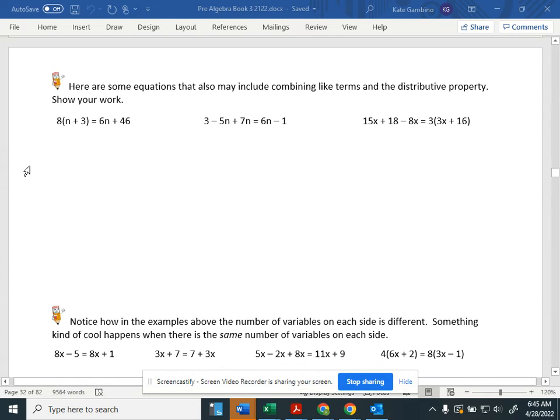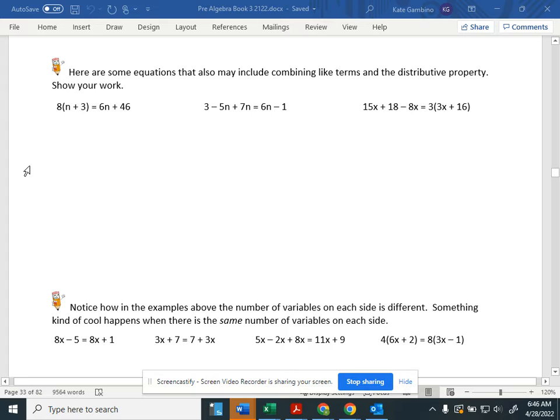All right, so here are some equations that may include combining like terms and the distributive property. Ooh, now we have parentheses. Remember, PEMDAS, you take care of the parentheses first, then you do your combining like terms. So my first step is going to be multiplying through the parentheses. So 8 times n is 8n. 8 times 3 is 24, and that's a positive 24, equals 6n plus 46.